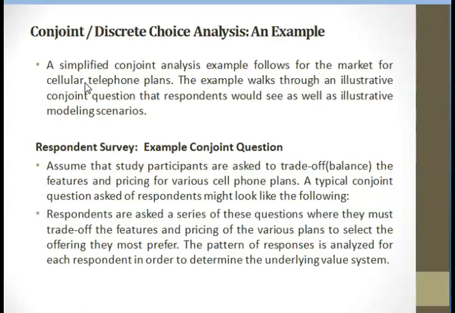Typical conjoint questions asked of respondents might look like the following. Respondents are asked a series of these questions where they must trade off the features and pricing of various plans and select the offering they most prefer, which plan they opt for. The pattern of responses is analyzed for each respondent in order to determine their underlying value system.